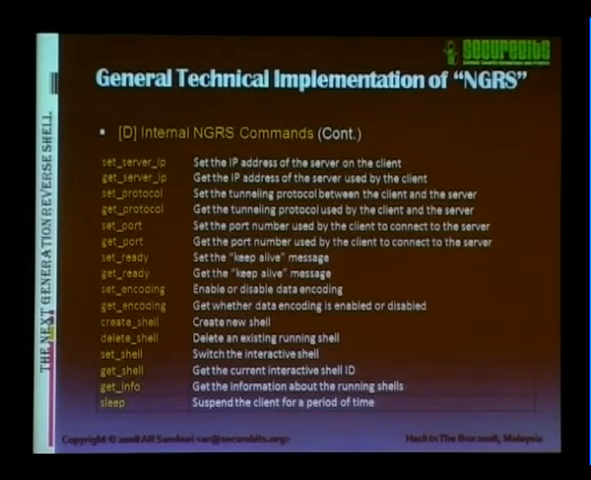Set encoding, get encoding. You can set or switch on, switch off encoding. Create shell, delete shell. You can create multiple shells. For example, when you establish the reverse shell connection the first time, you have only one shell. With the create shell command, you can create another shell. You issue create shell again, you have a third shell, and so on.